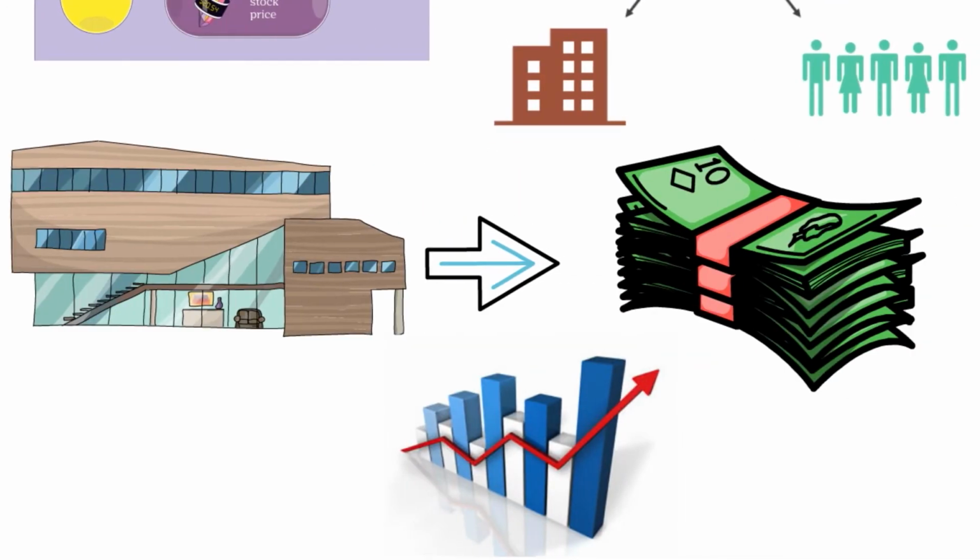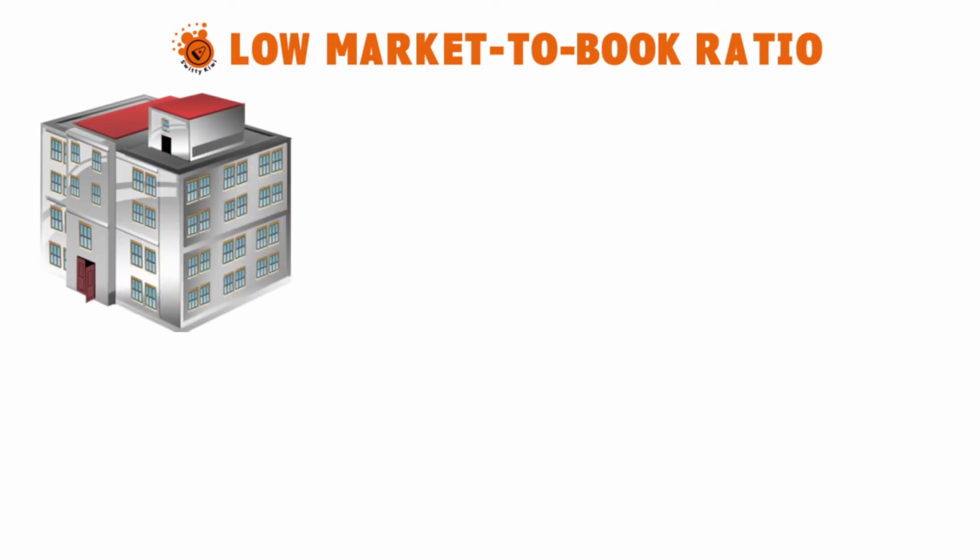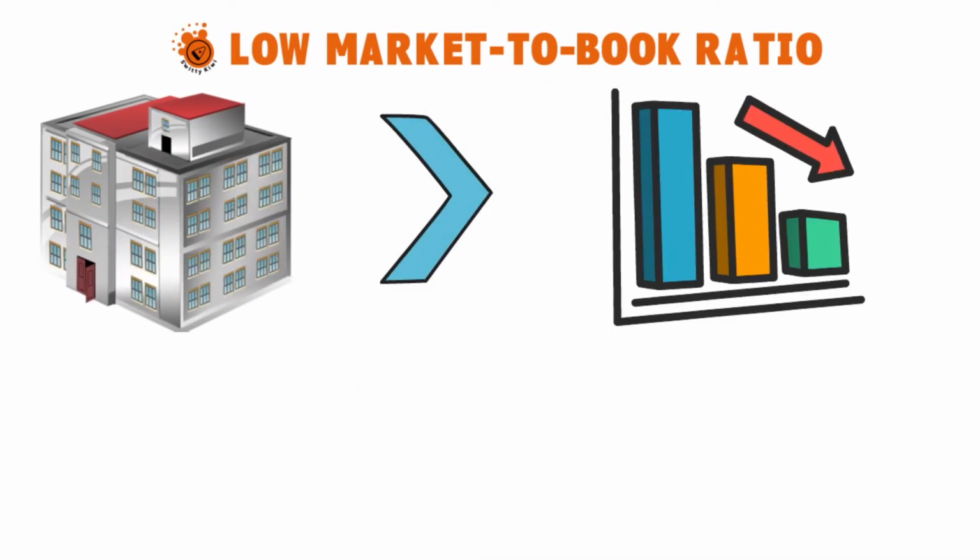Another metric you have to use to find undervalued stocks is the low market to book ratio, the MB ratio. A company that has a low market value, in other words, a low total market capitalization as a ratio to book value, which is the total shareholder equity, may present an undervaluation situation.